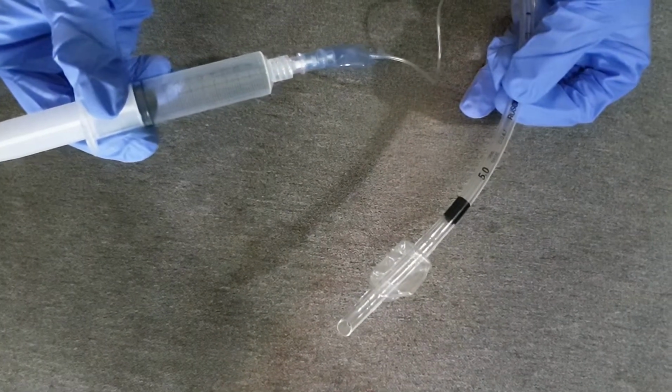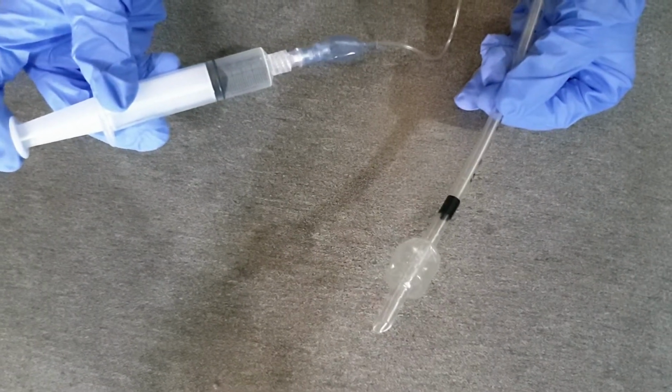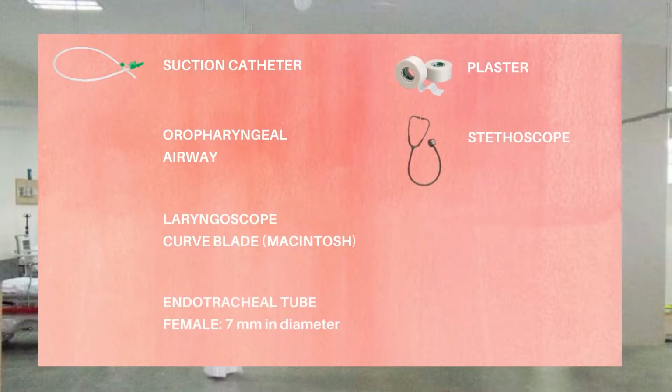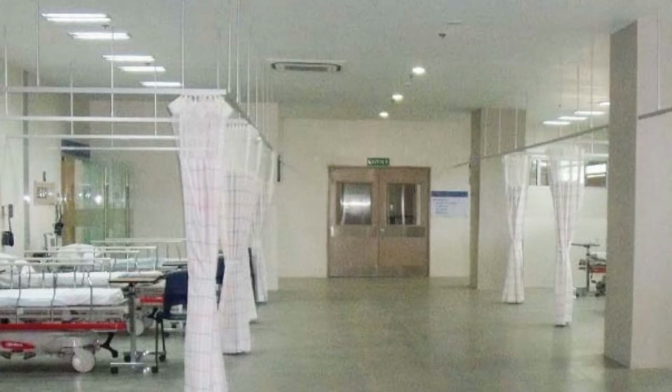Check its patency by using an empty 10 cc syringe to inflate the cuff. If there is no leakage in the cuff, then deflate it again. Because I'm using a stylet, remember to insert it up to the point beyond the cuff, but not beyond the opening. And also prepare a plaster and stethoscope. Prepare the IV fluid and the drugs.